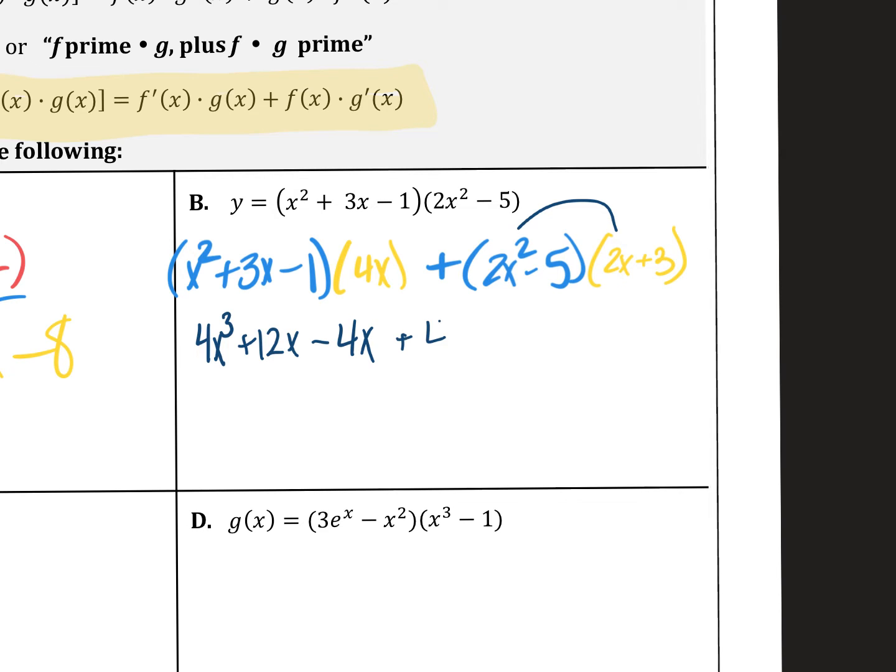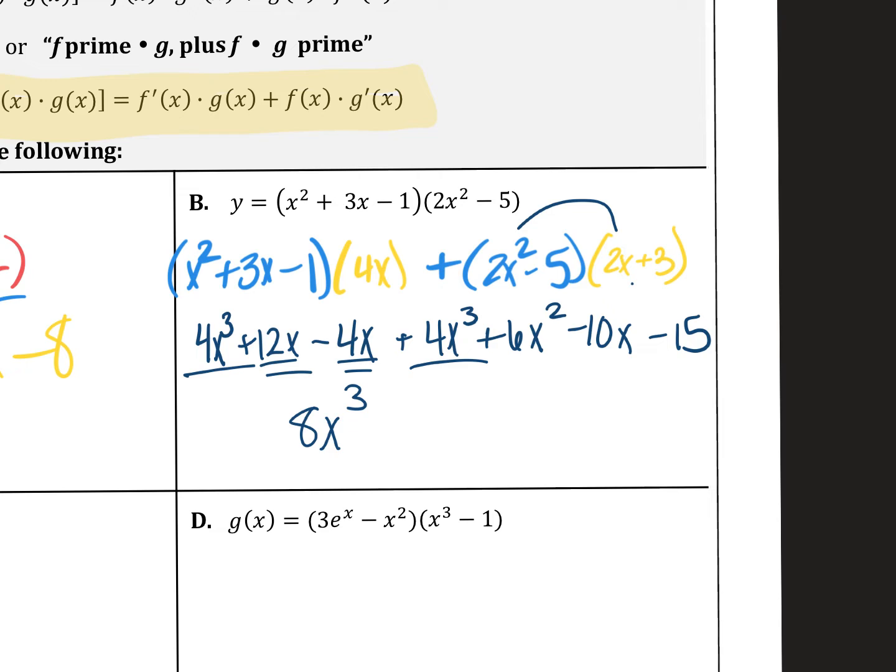And then you get 4x to the third plus 6x squared minus 10x minus 15. Then combine like terms. So 12 minus 4 is 8, minus 10 is negative 2x. Oh, hold on. I'm going to move that over. I'm going to bring down my plus 6x squared first. Right, so then there's our derivative.